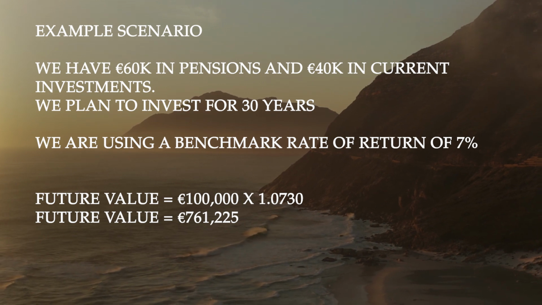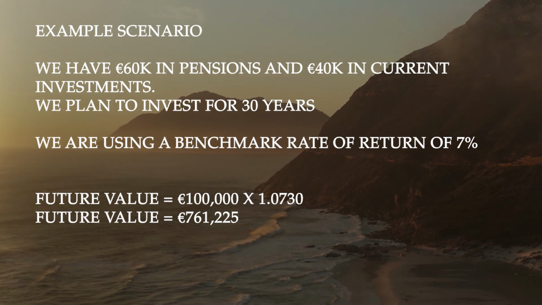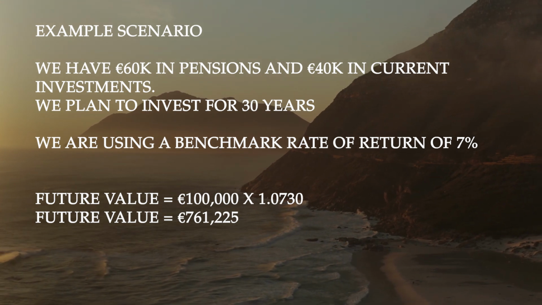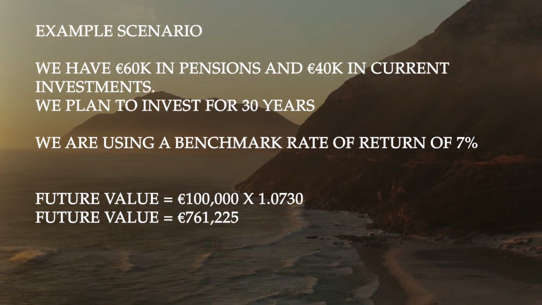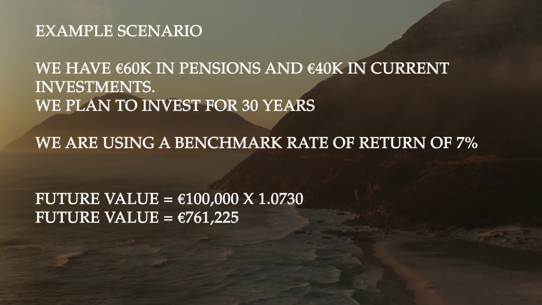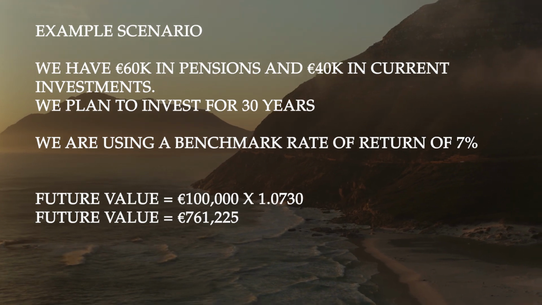Now, using that benchmark rate of return, we are going to then understand if they were to grow by an average return of 7% every year for 30 years, what figure will they be worth at retirement? And that figure is around 761,000. So without doing anything, we already know that we've got 761,000 of that 2.4 million figure that we calculated in section 1. So what we're looking to understand now is how much left we have to make up.